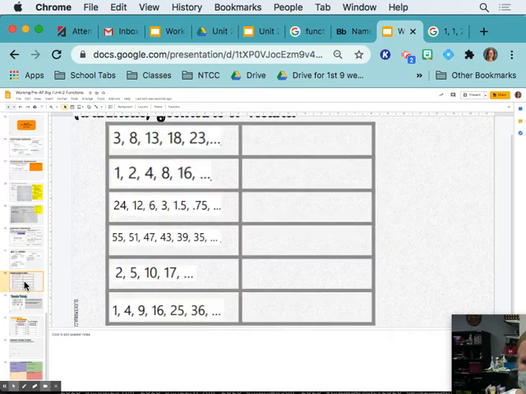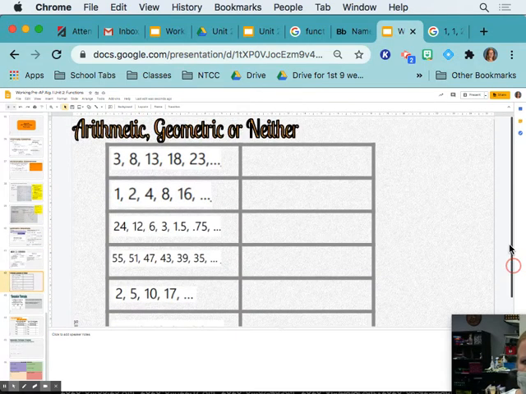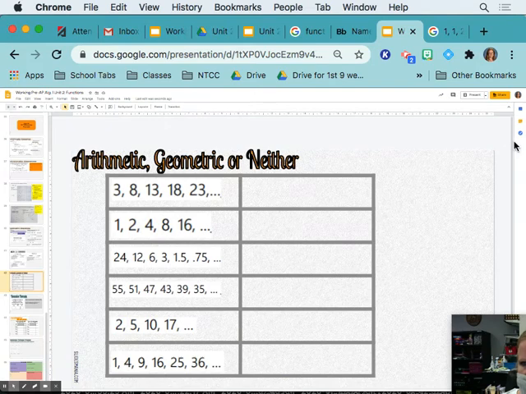Okay, let's go to slide 42. Arithmetic, geometric, or neither. So you're going to work on this one by yourself. Decide whether it's arithmetic, geometric, or neither. I'm going to pause the video.